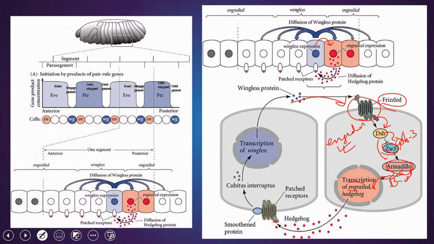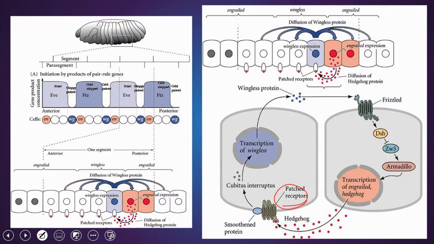Where it is expressing engrailed and hedgehog, a secretory molecule. Now you can see hedgehog is released, but in a shorter range, not in a longer range. And then they go and bind to the cell immediately next to it. The hedgehog receptor is patched, which activates the Ci component, cubitus interruptus.